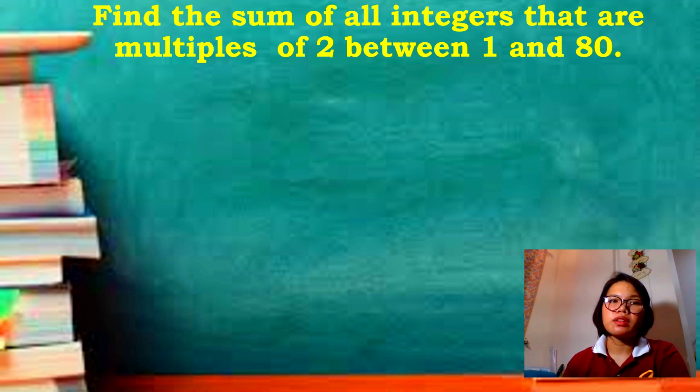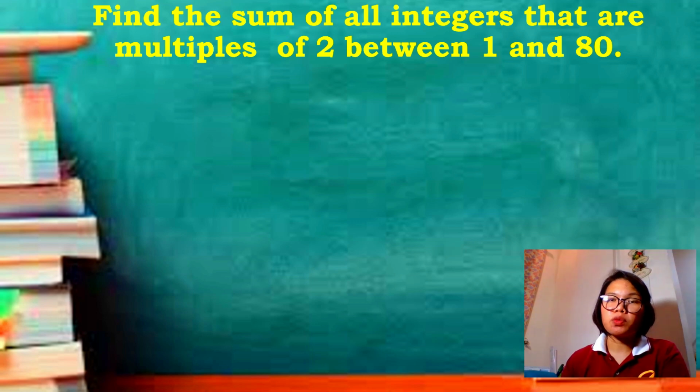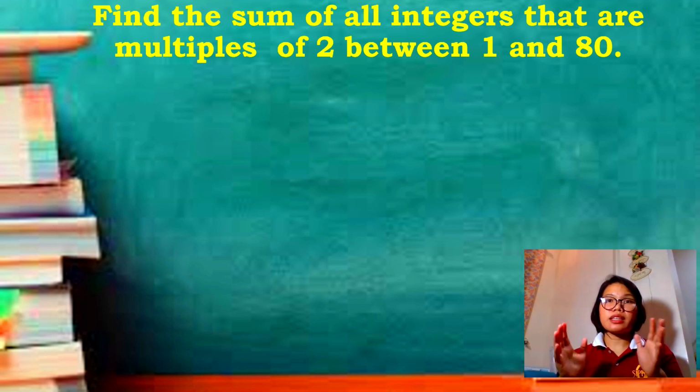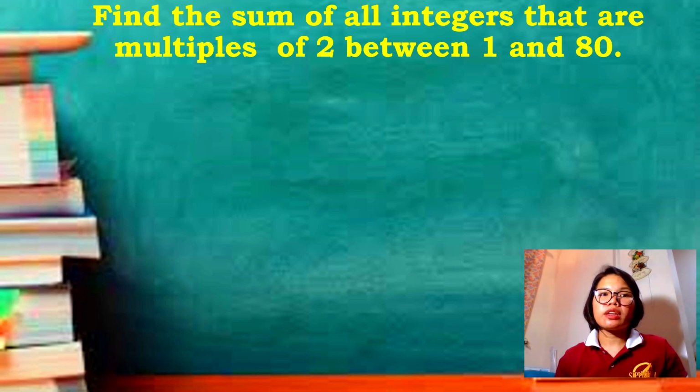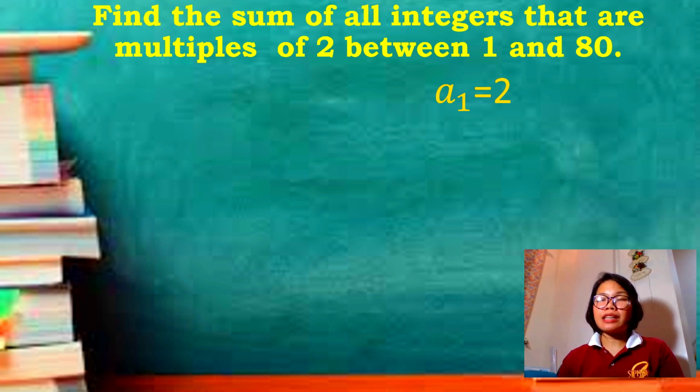Since it should be multiples of 2, the numbers should be 2, 4, 6, 8, 10, etc. While between 1 and 80, remember, when you say between, this is in the middle. So, do we have to include 1 and 80? No, we don't. So what happens? Our first term will be 2 and our last term will be 78.